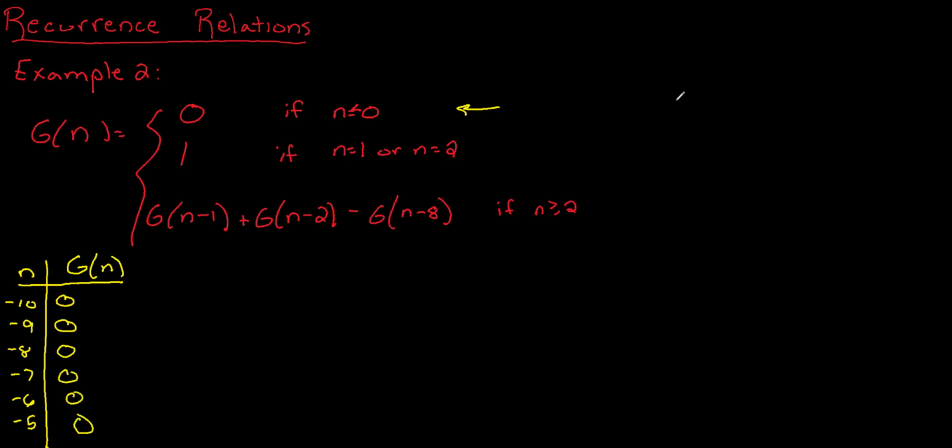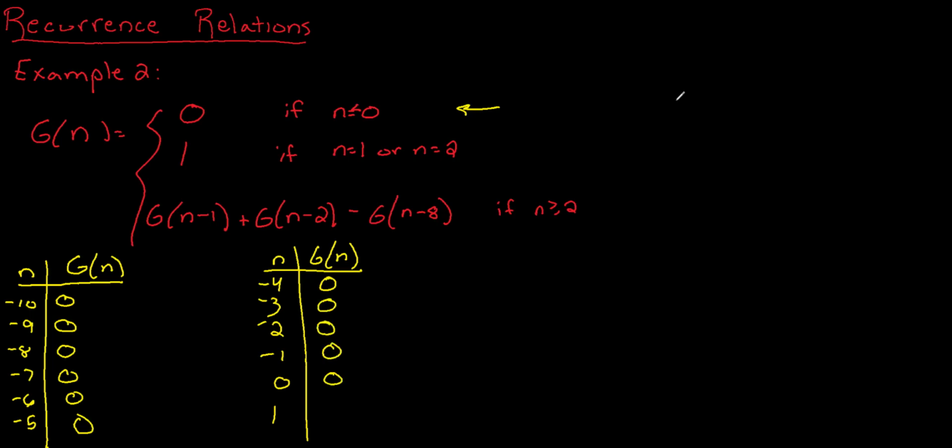And let's continue our chart on. I'm going to loop over here, so I'm going to keep going. I've got -4, -3, -2, -1, 0, 1. Okay, I know if n is less than or equal to 0, my value is still going to be 0. Nothing exciting is happening. Now, let's move down here to the next line. It says if n equals 1 or 2, the value is going to be 1. All right, so far so good.